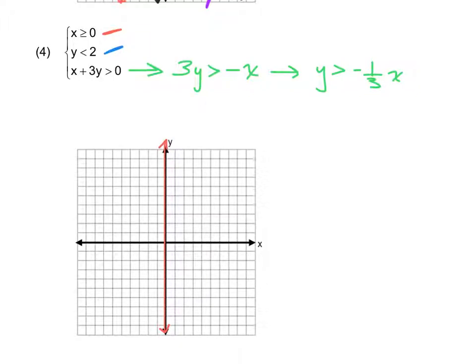All right, y less than 2. What am I drawing there? Horizontal line. Yeah. Where? 2 units up. Yep. Is it dotted? Dotted or dashed. Yep.